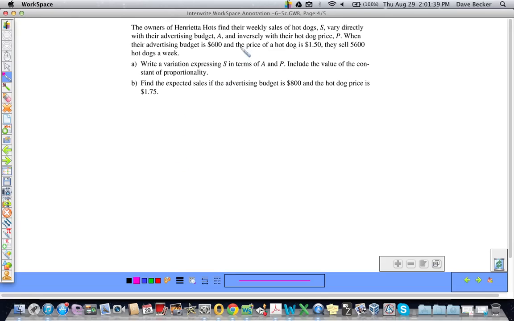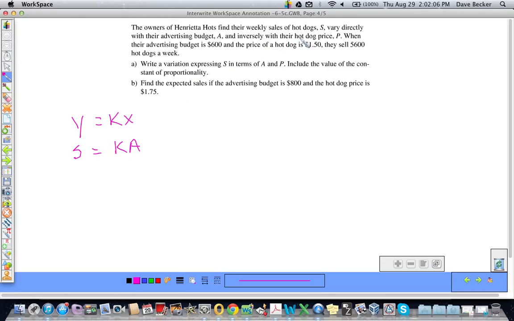The owner of Henrietta Hots finds their weekly sales of hot dogs S vary directly with their advertising budget A. So let's just stop there. Direct variation, Y equals KX. Well, S varies directly as K, A. I'm going to replace X with A, their advertising budget.